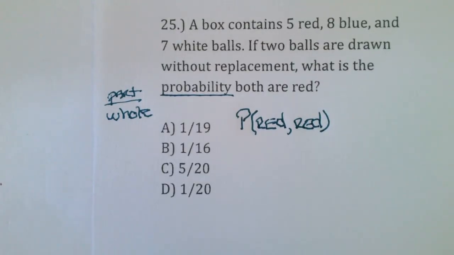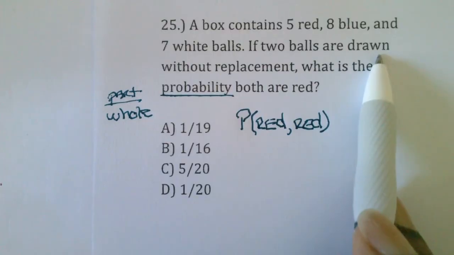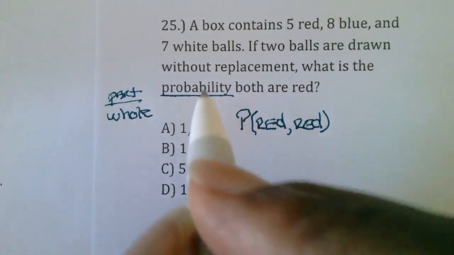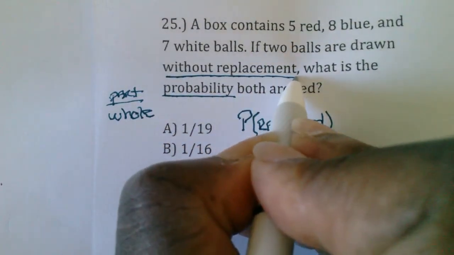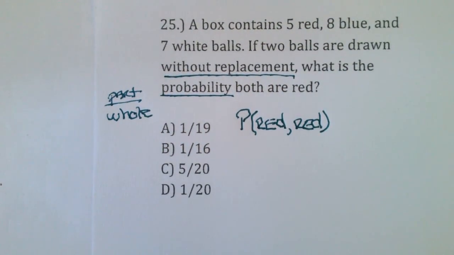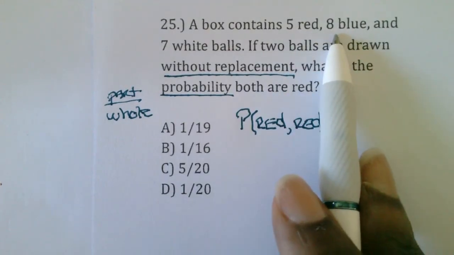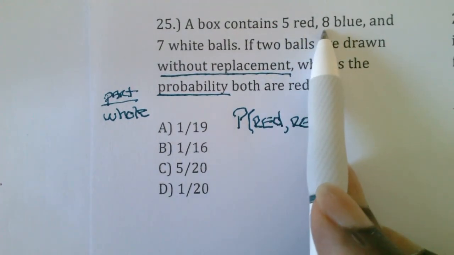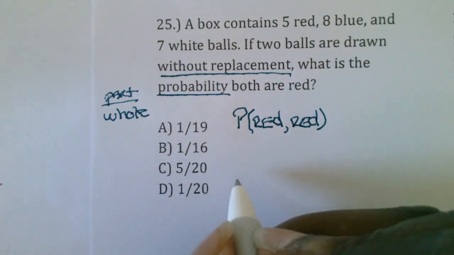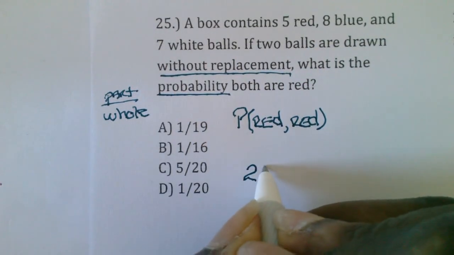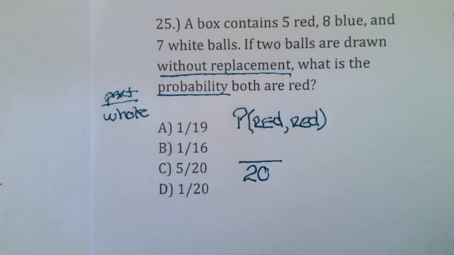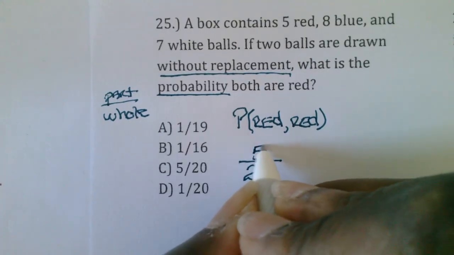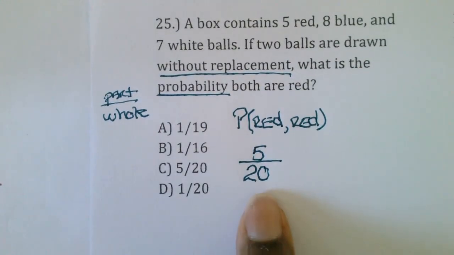But the key part is that the balls are going to be drawn without replacement. That's huge. Because if I want the probability of red balls, we started off with 5 red, 8 blue, and 7 white. If I add 5 and 8, that gives me 13, plus 7 gives me 20. So we started off with 20 balls, and of them, 5 are red. That's for the first drawing, the first event.